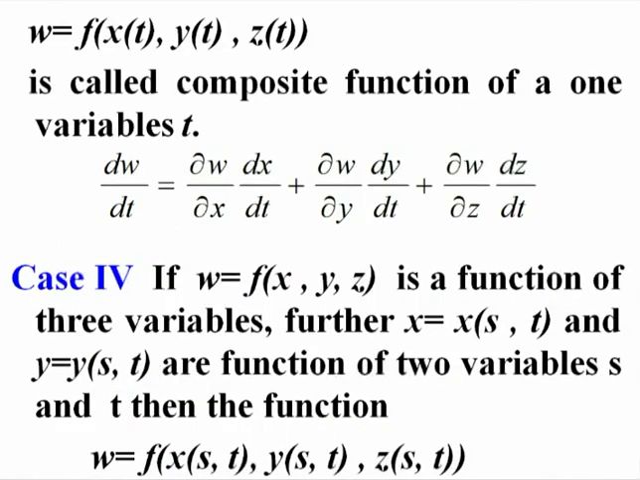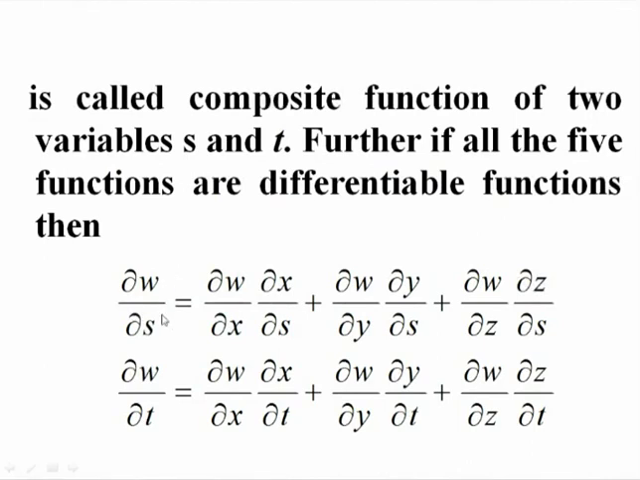Then w is a function of s and t, and we can find the partial derivative of w with respect to s and with respect to t if all 4 functions w, x, y and z are differentiable functions. So we get del w by del s as del w by del x into del x by del s plus del w by del y into del y by del s plus del w by del z into del z by del s. And similarly we can find del w by del t.